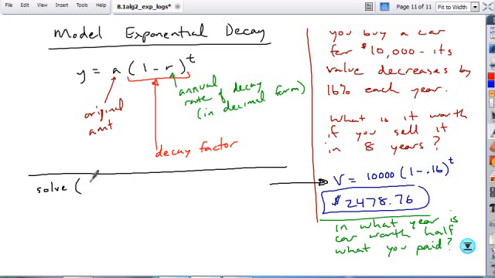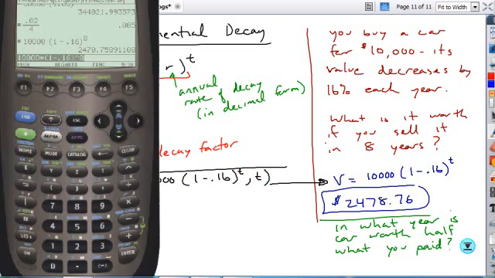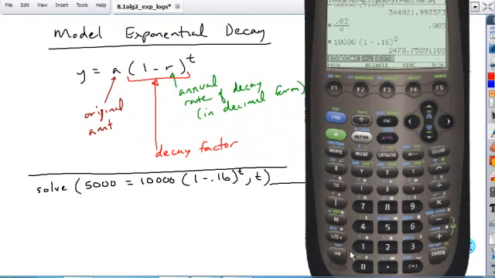Okay, so if we calculate that, we'll use our solve feature. Okay, so we type in our equation. 5,000 equals 10,000 times the quantity 1 minus 0.16, all to the t. Solve for t. And then figure out our answer is 3.9. Okay, or again, in this case, the 3.98 approximately.